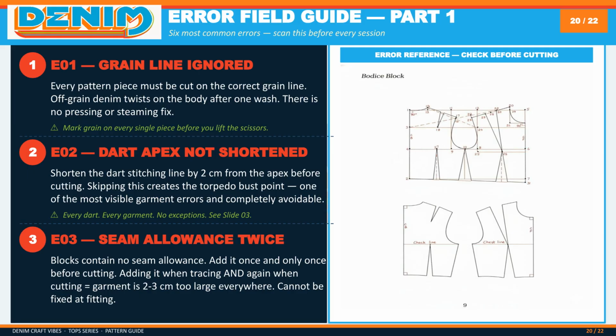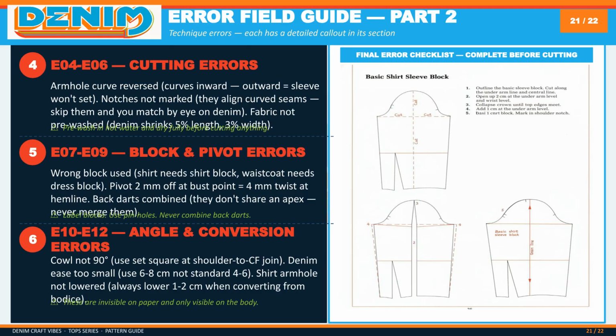Most sewing mistakes are not dramatic, they are small, repeated, and preventable. Before cutting, check the grain line, dart shaping, seam allowance, and notches. Then confirm that the armhole shape is correct, the neckline is balanced, and you are working from the right block for the garment. A 2-minute review at this stage can save hours of unpicking later.